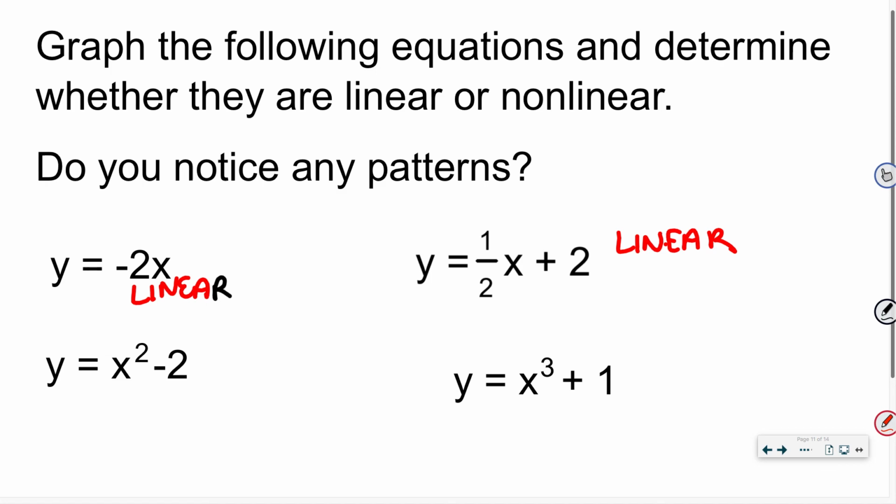What about the other two? Nonlinear. Right. What makes these nonlinear? Yeah, the exponents are showing us that while we are growing, we are not growing consistently. We are growing exponentially because of the exponent.